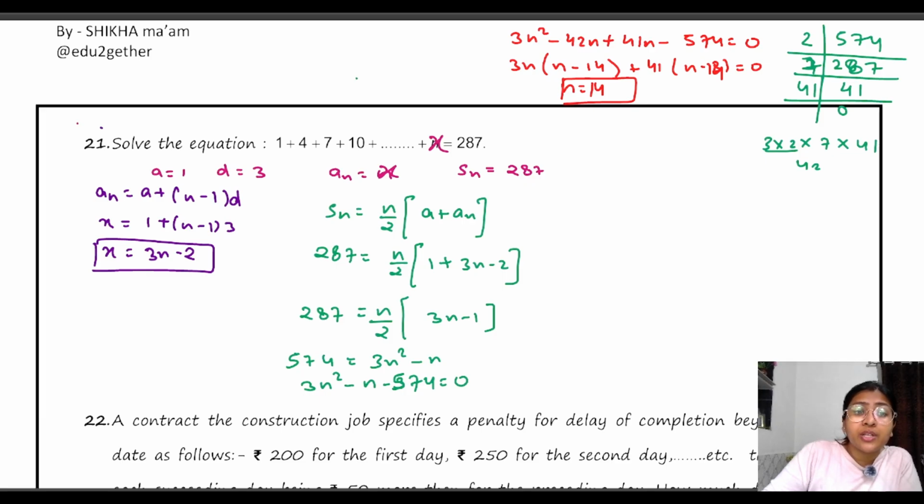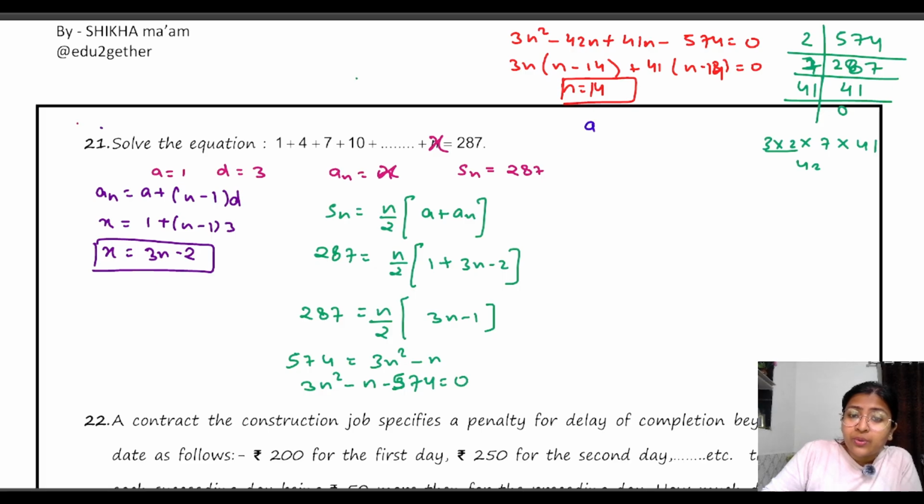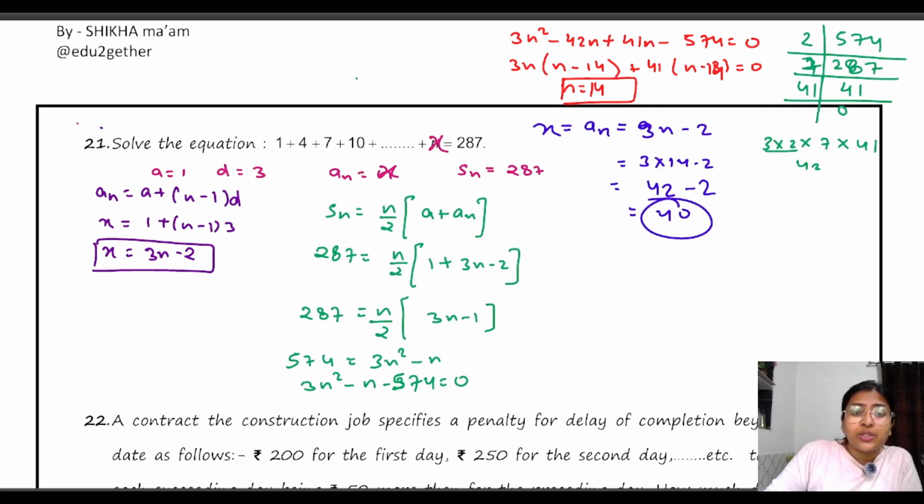It means how many terms are there? 14. If there are 14 terms, we need to find out the last term. So the last term an will be 3n minus 2. Put the value of n as 14. So 3 into 14 minus 2, that will be 42 minus 2, which is 40. So the value of x will be 40.